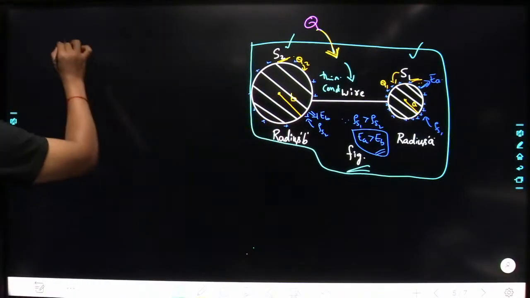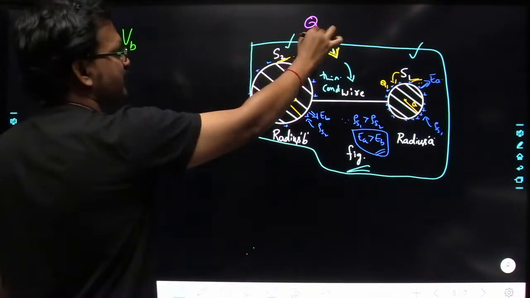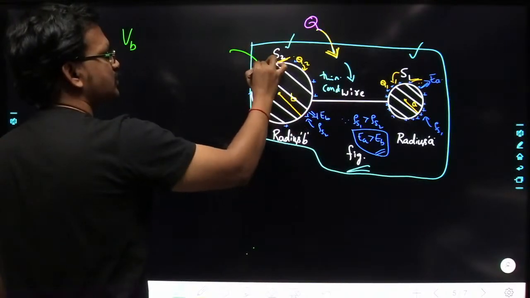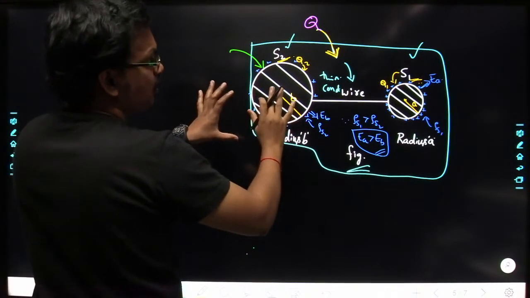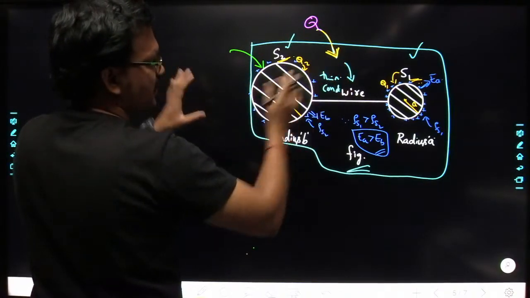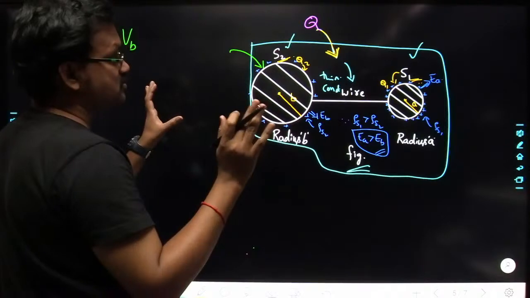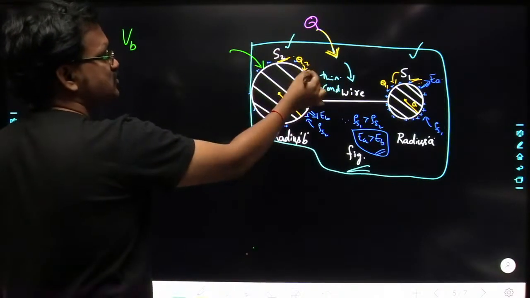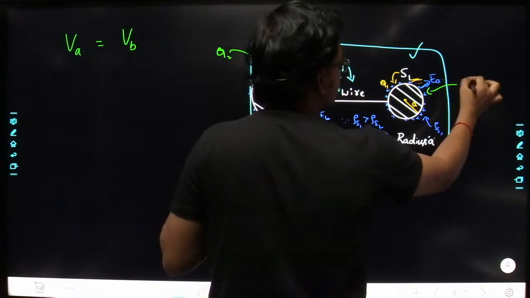The potential of A must be equal to the potential of B. Once you supply a charge Q, this charge is going to be distributed between S2 and S1 such that the potential of S2 and S1 must become the same. Let us say the charge on sphere S2 is Q2 and the charge on sphere S1 is Q1.